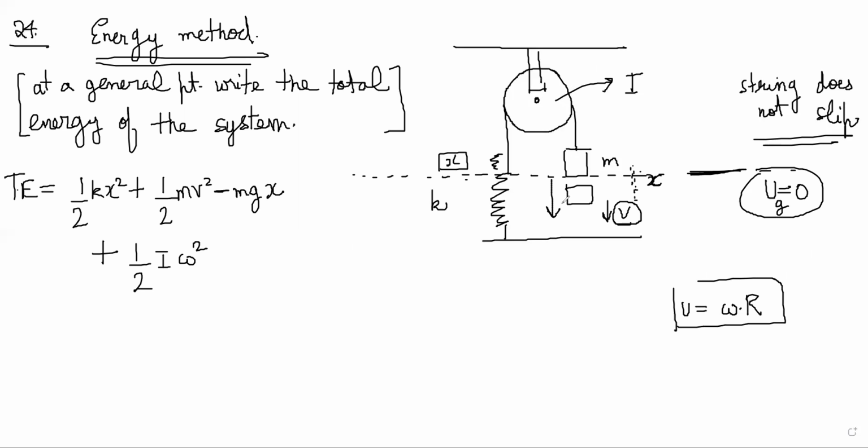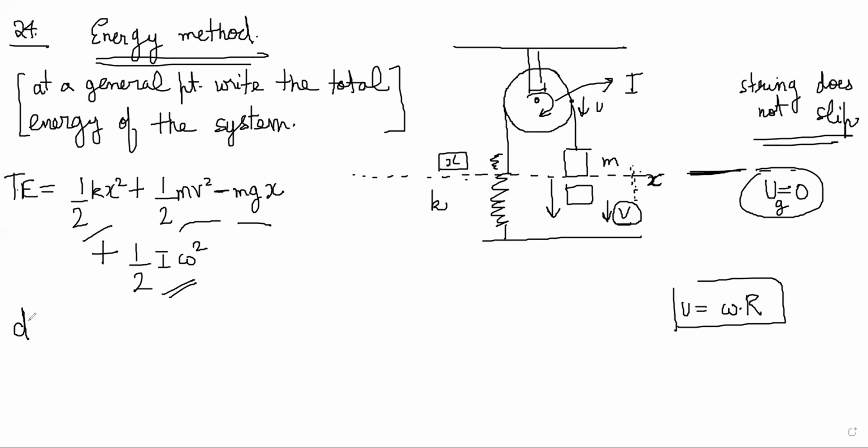Because it has acquired some velocity, this point is moving down with V. So V should be omega into R, no? Correct? Because it is not slipping, the pulley is also turning with an equal angular velocity. So this is the total energy expression now. It has spring energy, mass kinetic energy, gravitational potential energy, and rotational kinetic energy of the pulley. This is the total energy of the system at a random point.